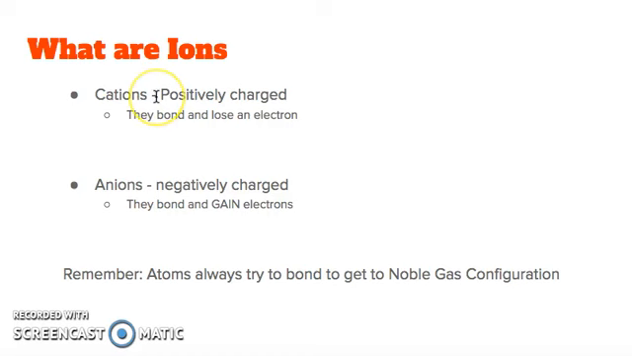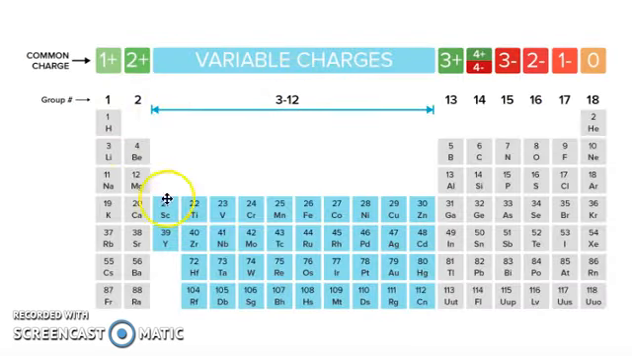So what are ions? Ions can either be positively charged or negatively charged. Cations, they bond and they will lose an electron, so they are positively charged because they lost one electron. And anions will bond and they will gain an electron because they will steal the electron from the other that it is bonding with. Remember that atoms always want to bond to try to get to noble gas configuration. This is what I have explained right here.